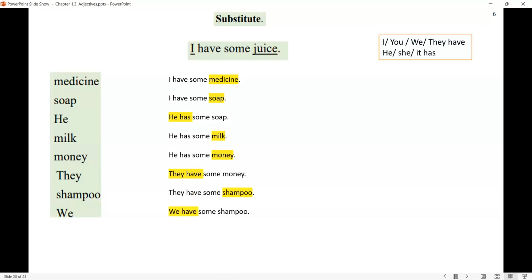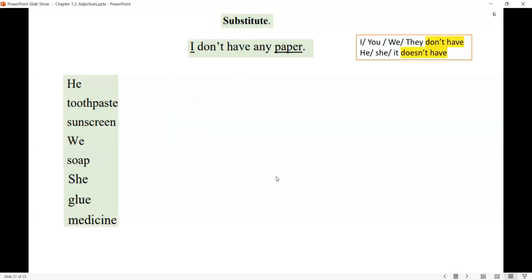We have some shampoo. In this exercise, we're going to practice using the negative format with any. We say, I don't have, you don't have, we don't have, they don't have, he doesn't have, she doesn't have, it doesn't have. So pause the video, do this drill by yourself, then check with me.